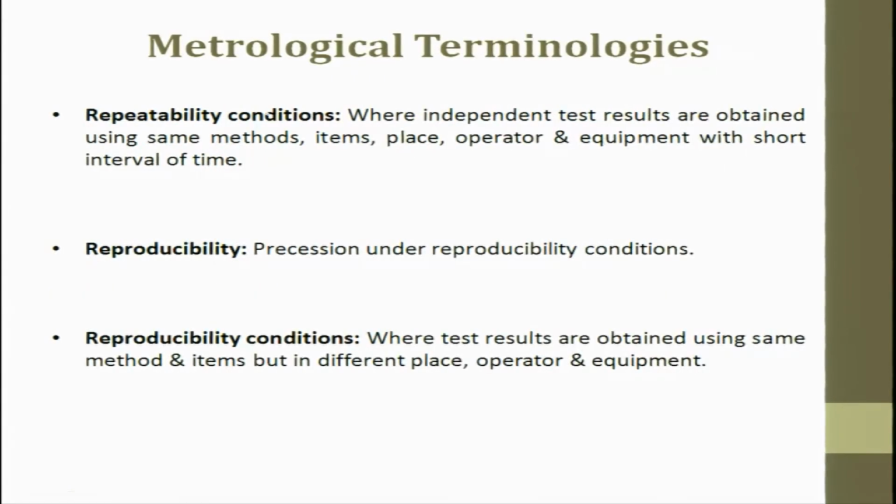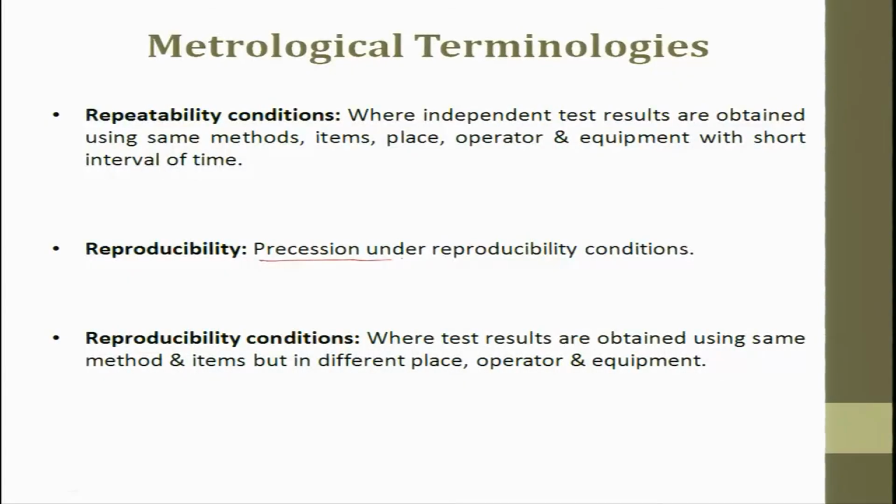Next, repeatability condition. Whenever independent test results are obtained using the same method, items, place, operation and equipment within a short interval of time, it is a repeatability condition. Repeatability is very important, because when you measure an object repeatedly 20 times, if you get varying results, then the repeatability becomes a question mark.